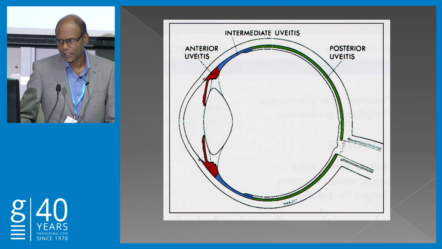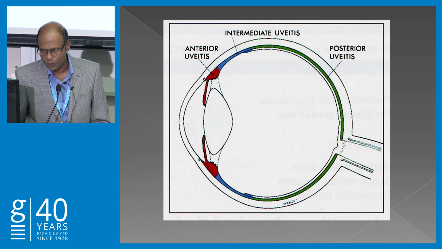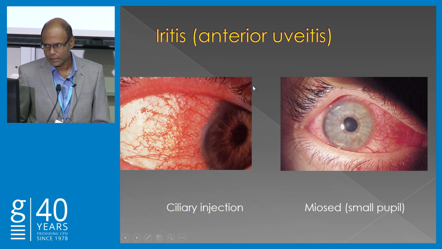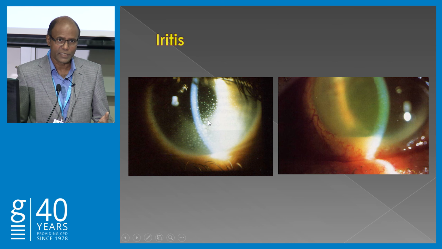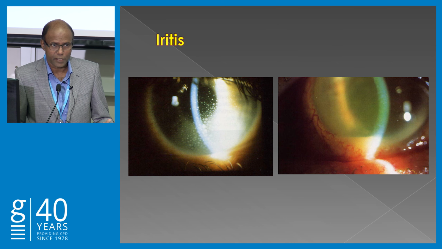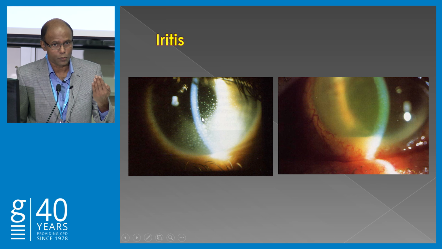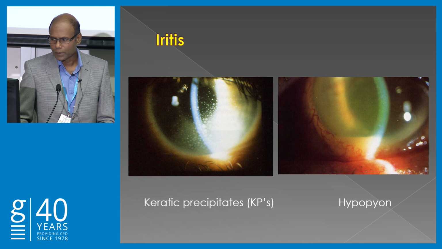Then the uveitis, it could be anterior, intermediate, or posterior, or maybe pan-uveitis. If the pars plana is involved, it's intermediate uveitis. So as we already looked at, ciliary injection, small pupil, so irregular pupil. And if it is severe, when they present at a later stage, you'll end up with keratitic precipitates. The endothelium will have all these precipitates, or they can present with hypopyon, so pus in the anterior chamber.